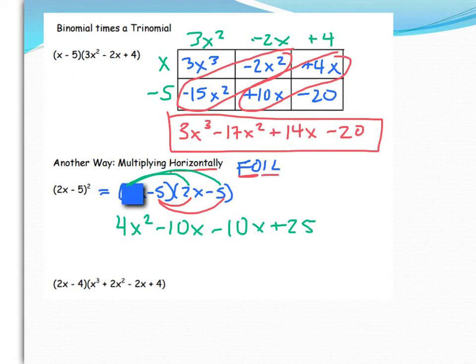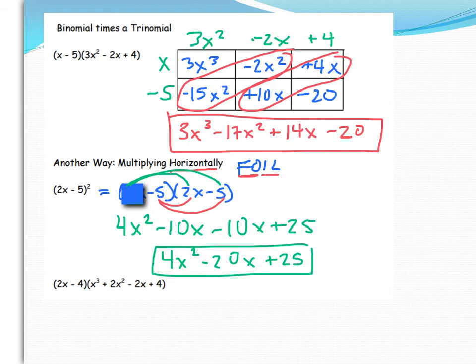Okay, now combining like terms, I'm going to get 4x squared. I have minus 10x, that's going to be minus 20x, and plus 25. So boom, it's just another way to do it. Whatever method you like better, whatever one is quicker or easier for you, go ahead and do it. You can set up a table or you can do the FOIL method.